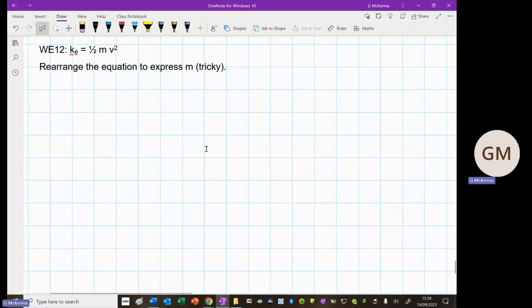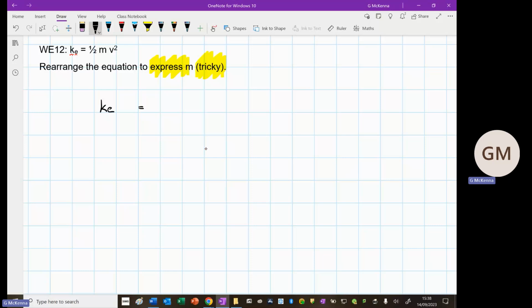Okay, and the worked example 12, kinetic energy is a half mv squared. This again is tricky. Students will certainly find this confusing, and it will take a bit of practice, particularly the next worked example you do whenever you have to work out your velocity. This first, probably slightly easier one, we are asked to express m. So this will require repetition, quite a bit of practice.